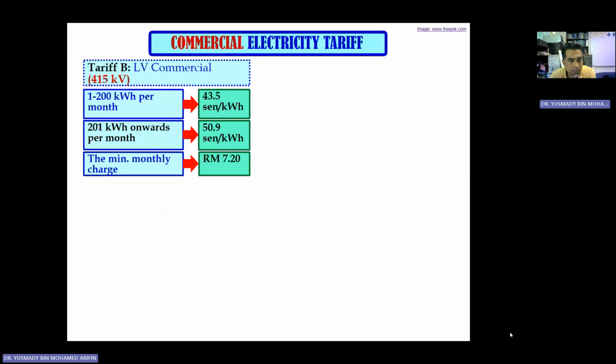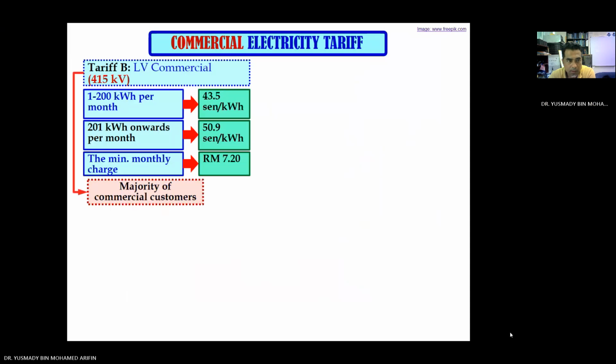So the minimum monthly charge for this tariff B is 7 ringgit 20 cents. This type of tariff is normally used by commercial customers. So the majority of customers will have tariff B in their electricity bill.